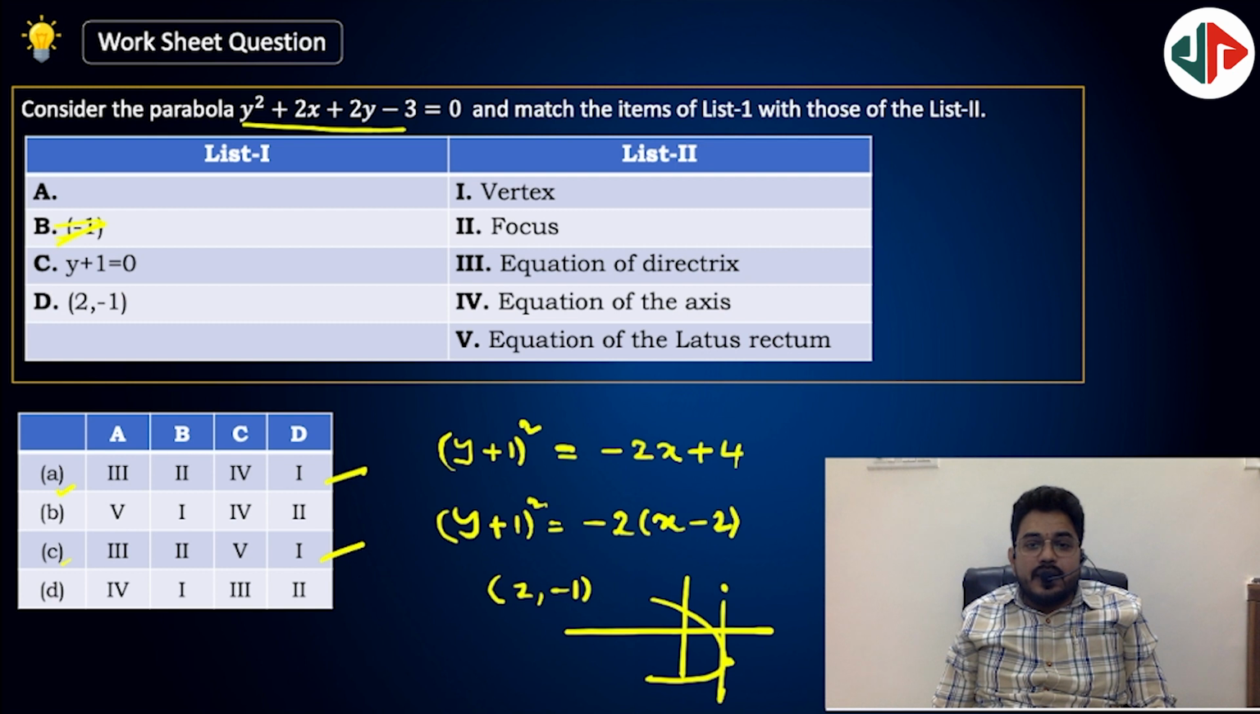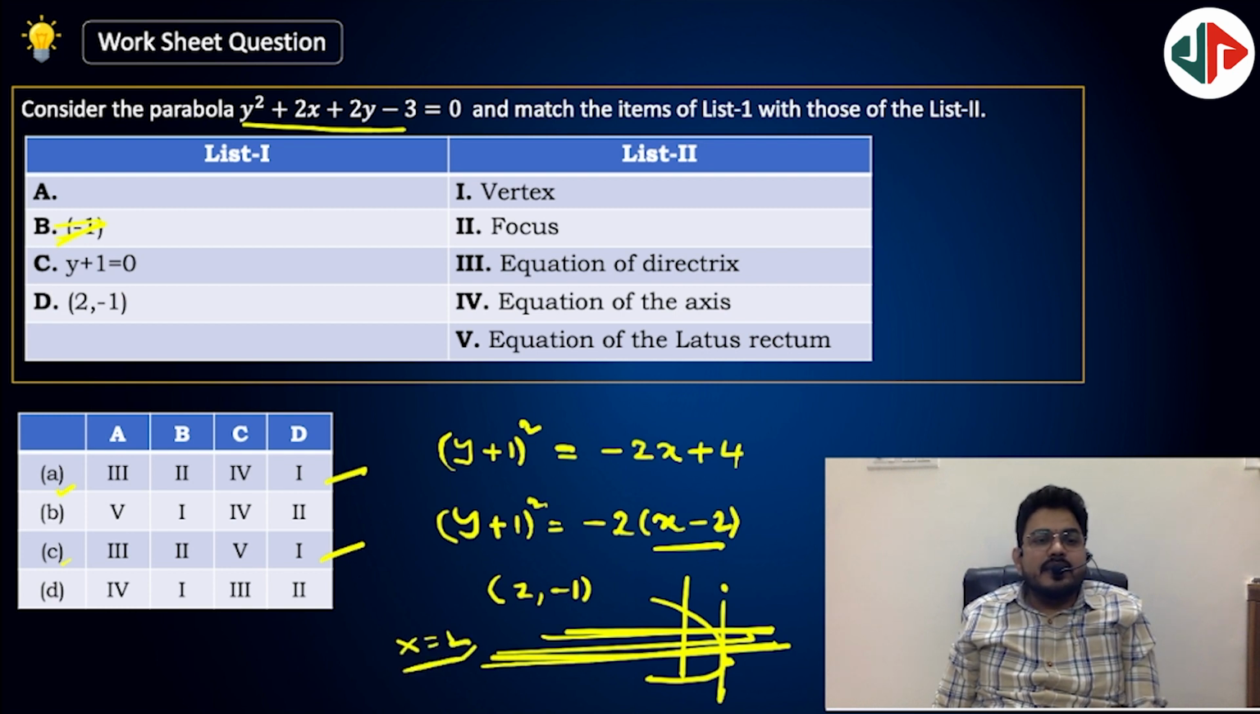So next one is, what is the equation of the axis? The equation of the axis is equal to this one. So what is the thing? x = 2. The equation of the axis is x = 2.